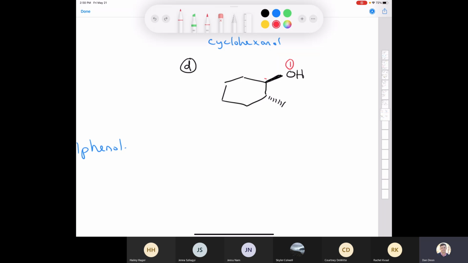So we could write that down. We'll put 1R and 2, which is this carbon here. Let's see if we can figure that out. We've got our hydrogen coming out in front. So we've got this as being our lowest priority group. This would be our first, this would be our second, and this would be our third. So we're going from 1 to 2 to 3, like that, which is counterclockwise. So that would be S.